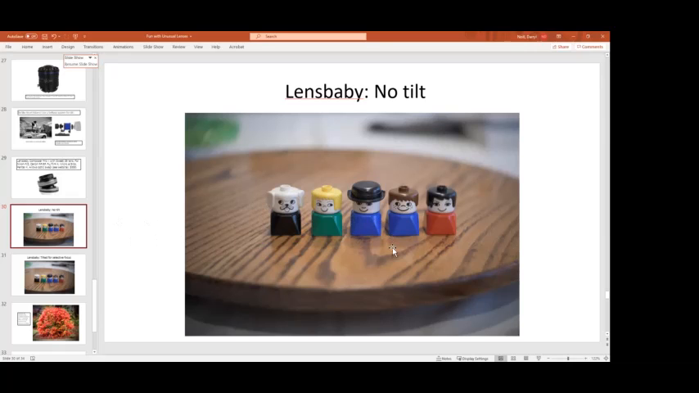So here's a Lensbaby. This is handheld, slapped on the front of a Nikon. So I'm hand holding it, so it's not the sharpest throughout. If I put it on a tripod, it went a lot better. But you can see that these are all largely in focus. Well, then I just bent the thing.